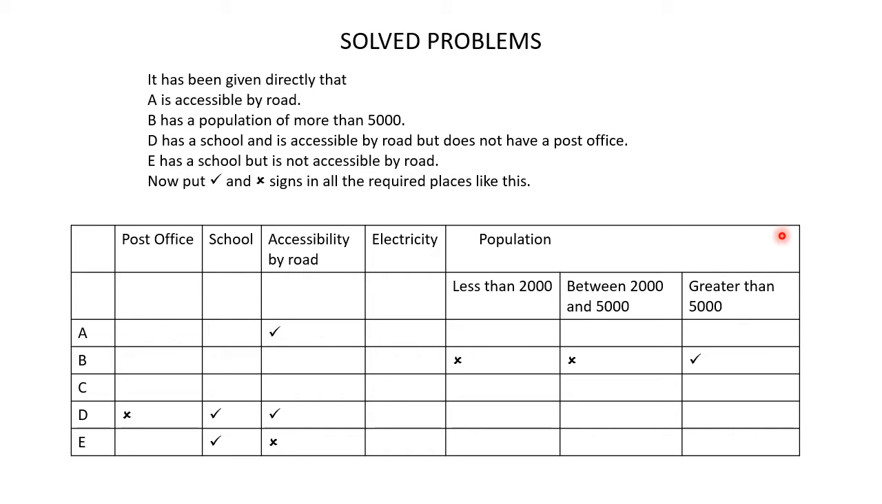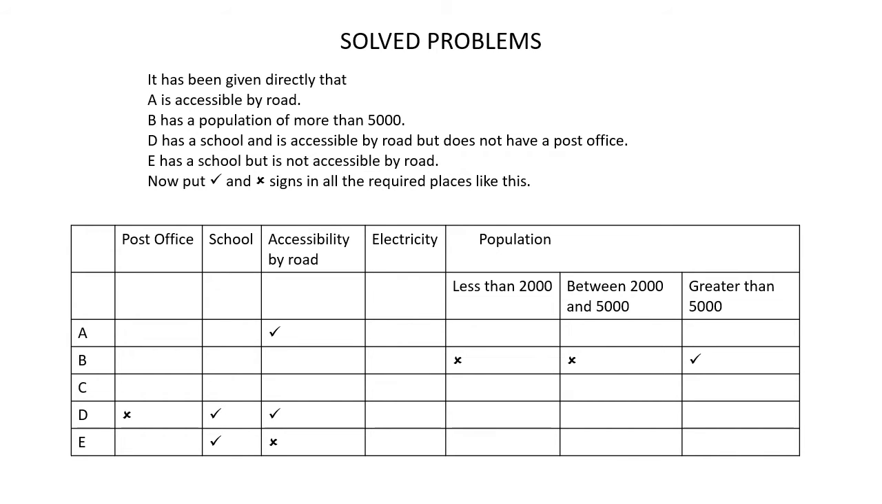So first draw a table like this. The first column is for the villages A, B, C, D and E. The next columns are for post office, school, accessibility by road, electricity and population. Under population, make 3 columns, one for population less than 2,000, the other for population between 2,000 and 5,000, and the other for population greater than 5,000.